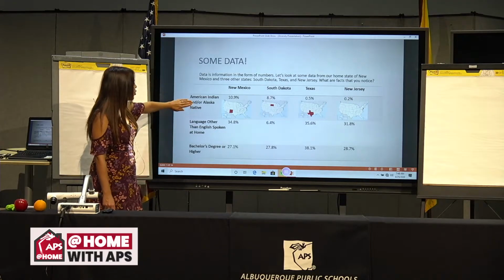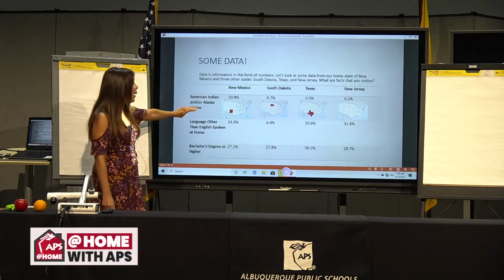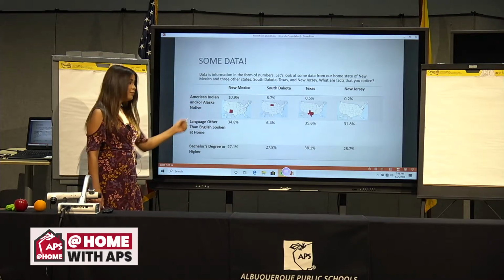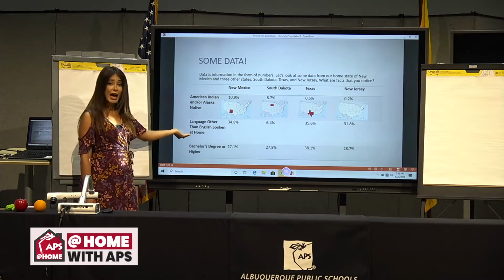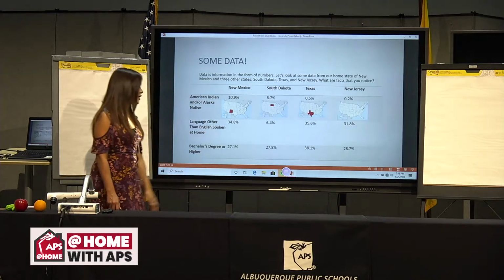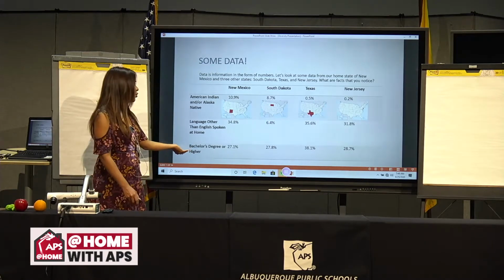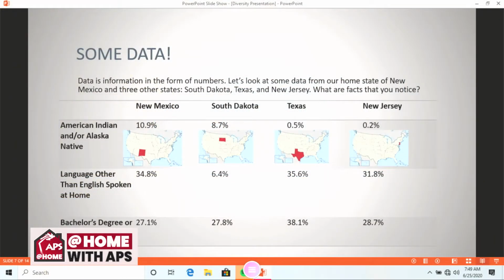So in this row, we have information about American Indian and or Alaskan Natives and how many people in these states are from this race. From this row, we'll be talking about people that speak a language other than English at home, right here in these 4 states. And in this last row, we'll be talking about people that have a bachelor's degree or more. So let's look at New Mexico. Right here in this color red, we have 10.9%, almost 11% of people are American Indian and or Alaskan Native from Native American tribes.